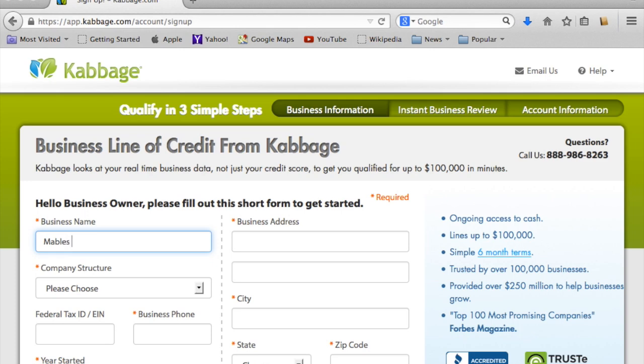Now, I have edited this section just to protect my personal information, so you won't see me fill out every field here. Now, this process does move fairly swiftly. Once you have completed this first step, you will then move to the business review section. And we will be moving to this section in a couple of seconds here.